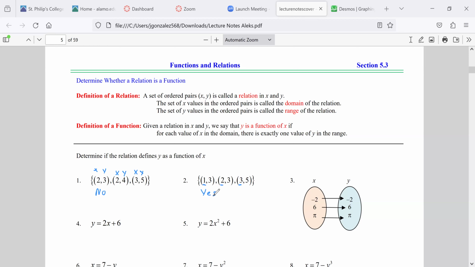Could it be the same y? Yeah, if all the x's go to the same y, that's okay. You could have like 2, 3, 1, 3, 4, 3. That'll all be fine. If all these are going to 6, that's still a function. So just look at the x's. Pretty much, just check what your x's are.